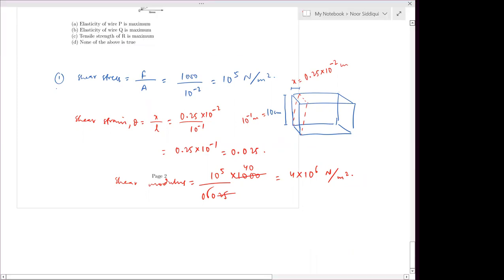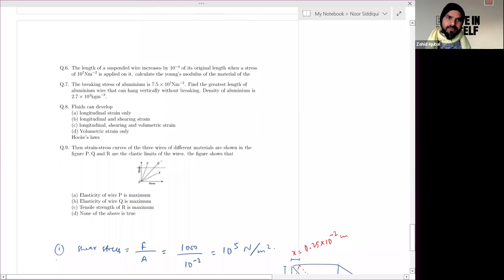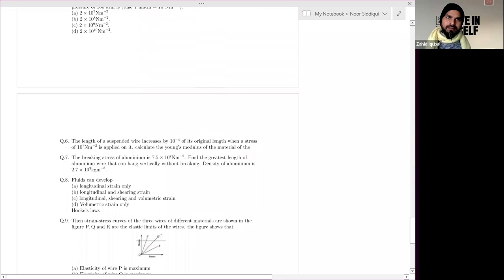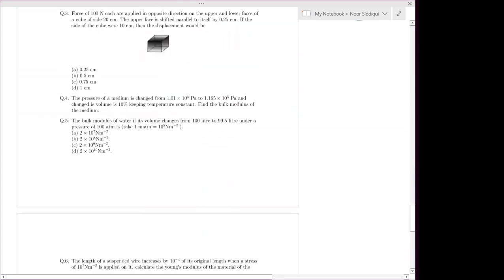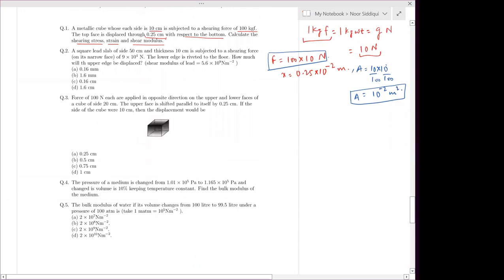Okay. So how much have you attempted? I did the first question and the second question. No, the second question also I didn't do properly.